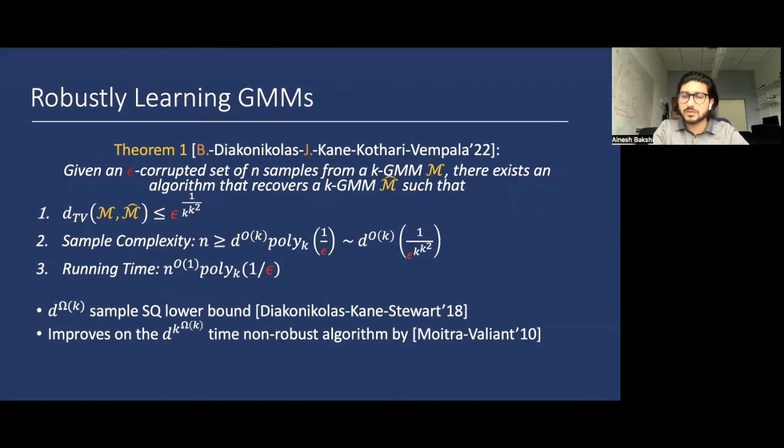We also note that while there is room to improve the epsilon dependence in this theorem, the dependence on d and k in the sample complexity is tight. In particular, this result of Diakonikolas, Kane, and Stewart from 2018 shows a statistical query lower bound of d to the omega(k) for the number of samples required to solve this problem. We also note that our algorithm improves the running time of the best known non-robust algorithm for this problem, which obtains a doubly exponential in k dependence on the dimension, whereas we obtain an algorithm that runs in d to the k time.